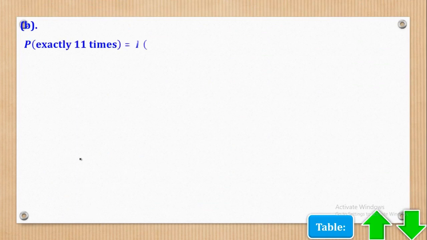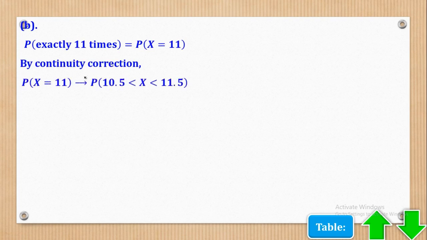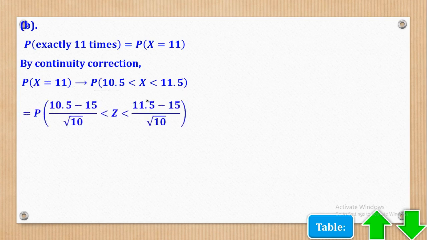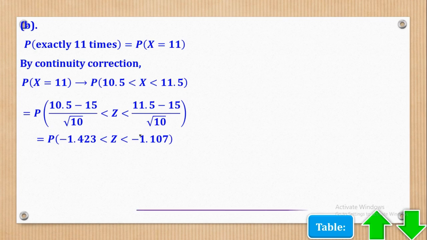For part B, they wanted exactly 11 times, which is equal to x equal to 11. Now for x equal to 11, by continuity correction, it is to be plus or minus 0.5. Therefore, 11 minus 0.5 is 10.5, which is there. Then 11 plus 0.5 is 11.5, which is there. This is binomial, and this is now normal distribution. Therefore, next is to standardize and round off to 3 decimal places. It will become this and this. So next is to make a sketch of the normal curve.